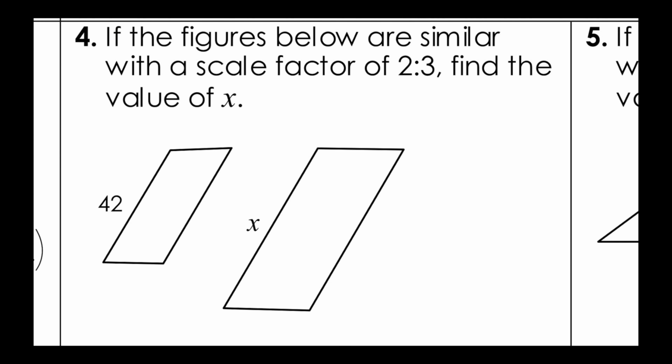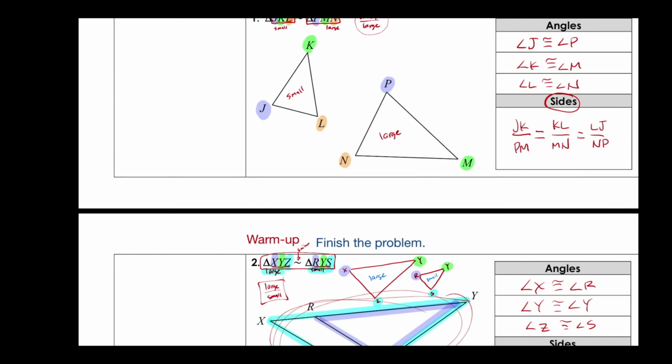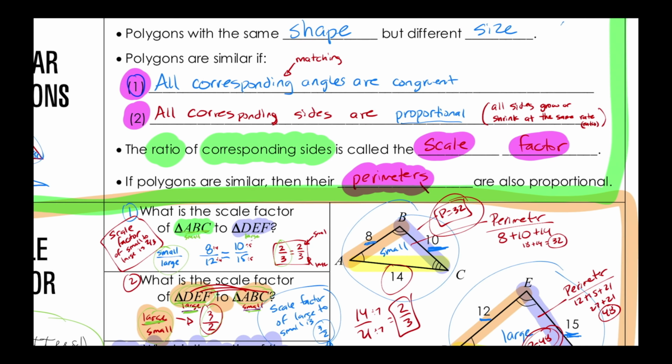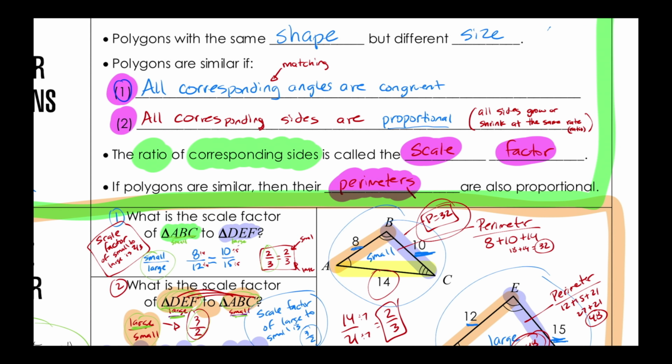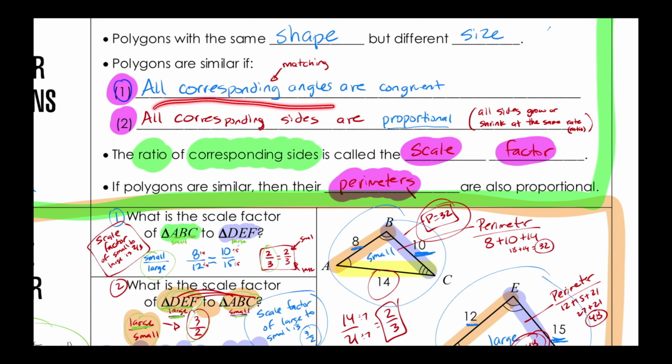All right, so let's recap. What have we learned? We've learned what similar polygons are. Polygons that are the same, just different sizes, right? We learned that the two things, and this is the most important part, the two things that are true when figures are similar: all corresponding angles are congruent, right? Because if I change the angles, the shape changes. And all the sides are proportional. That means all the sides grow or shrink at the same rate, the same ratio, right? A rate is just a ratio.